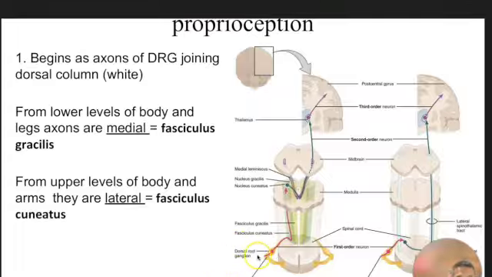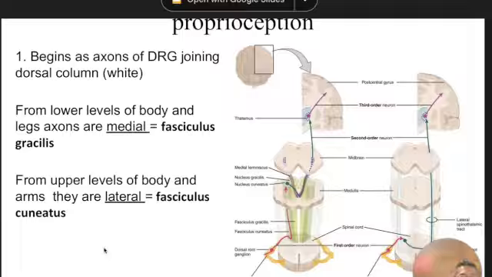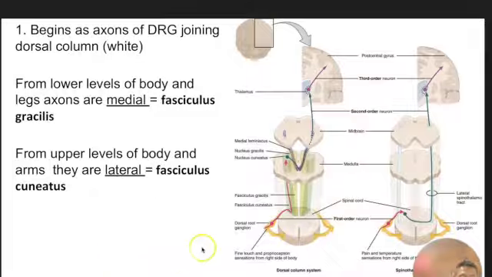So if you touch something on the bottom of the foot, the lower part of the body, it will go up through the fasciculus gracilis. And if you touch with the upper body, it will go through the fasciculus cuneatus. So that's all it means. So it starts from the dorsal root ganglion and goes to the back, into the dorsal column.